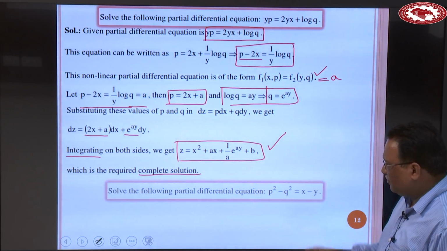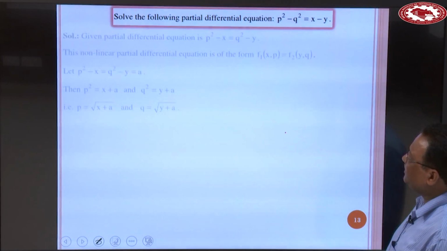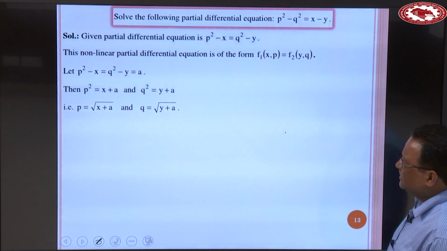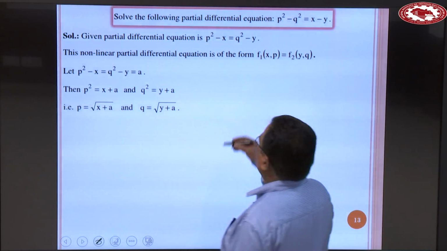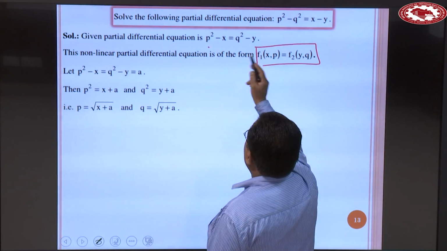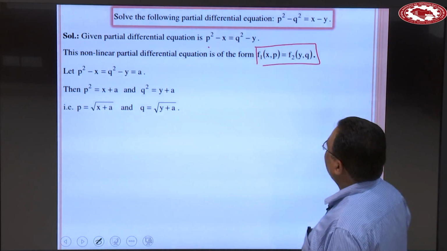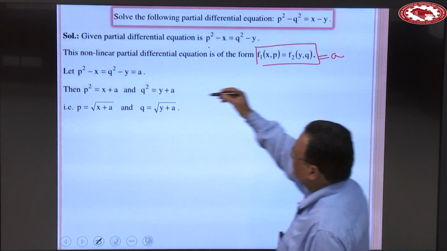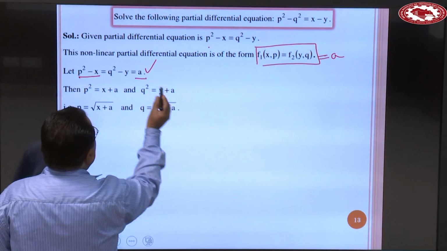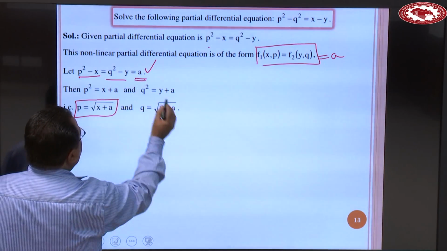Okay, one more problem: p square minus q square is equal to x minus y. So p square minus x is equal to q square minus y. This differential equation is a non-linear partial differential equation of this form. So p square minus x, a function of x and p, is on one side, and a function of y and q on the other side. Let us suppose that this is equal to a. When this result is equal to a, find the value of p, and find the value of q.